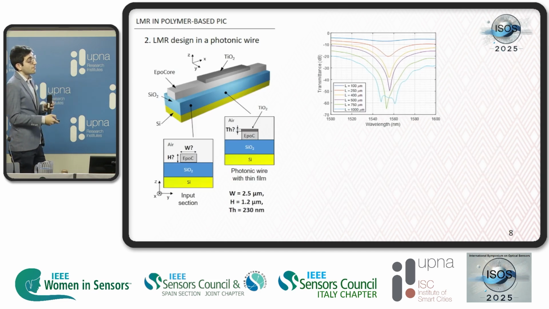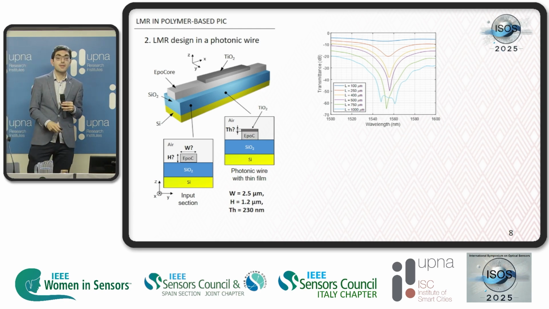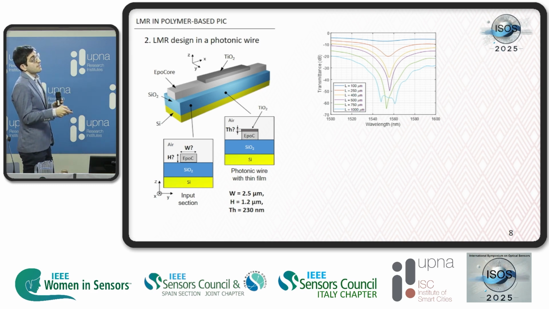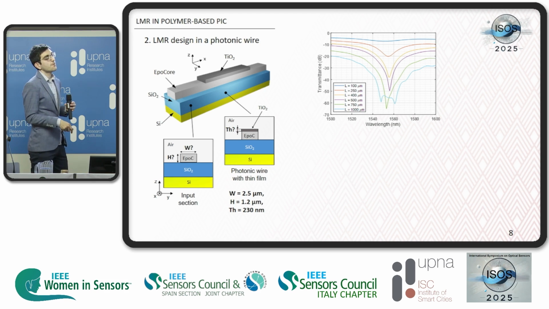Apart from these parameters, another parameter I have just mentioned is the length of the device. In the previous results, the length was 250 microns, and here I have done a sweep of the length. If we take a shorter length, the lossy mode resonance is not very visible. If we increase the length, the resonance becomes narrower, which is interesting, but we also have more losses, which is not interesting for a practical implementation.